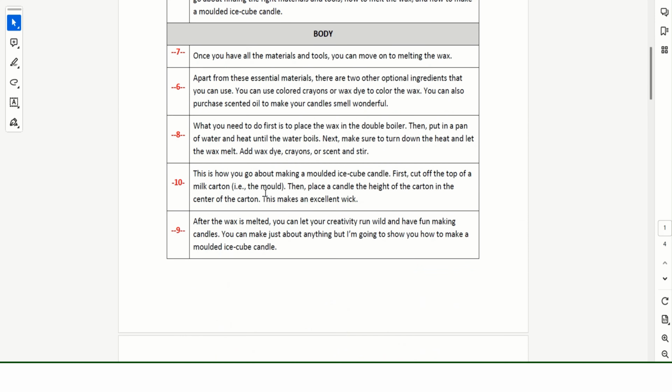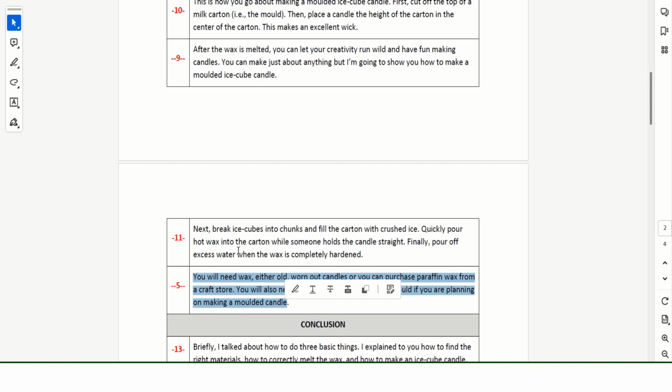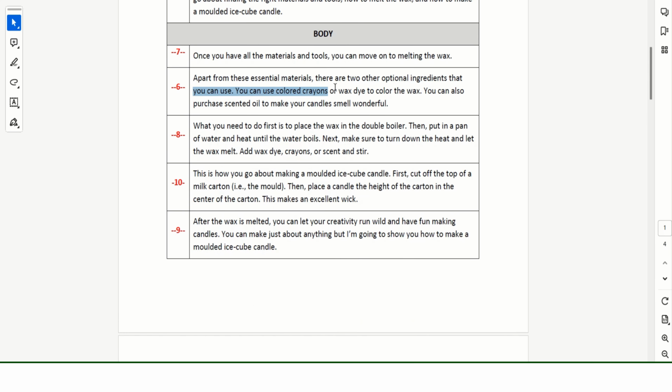Okay, and the reason why this one appears in number 6, even though it mentioned the essential materials, is because of the word apart. Because of the word apart here, you will know that there is a statement that comes before this statement. So that's why this one is number 5 and this one is number 6.